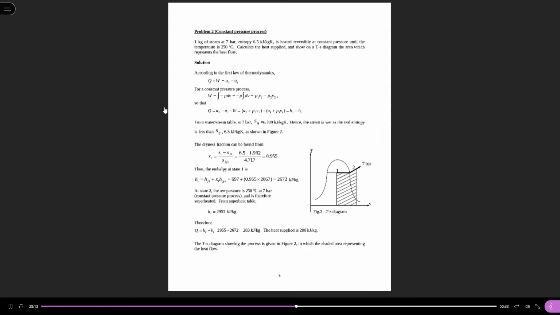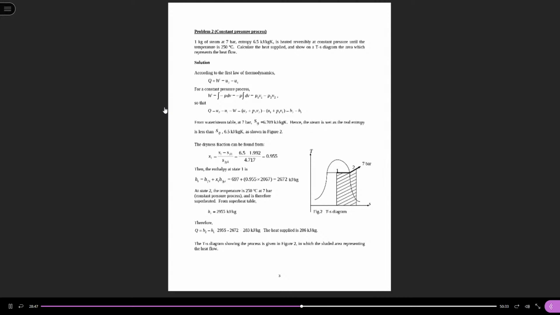Okay, so now let's work on example number 2 together. Example number 2 is also regarding a heating process, and we can see the properties will change during a heating process. So we can see from wet to superheated.